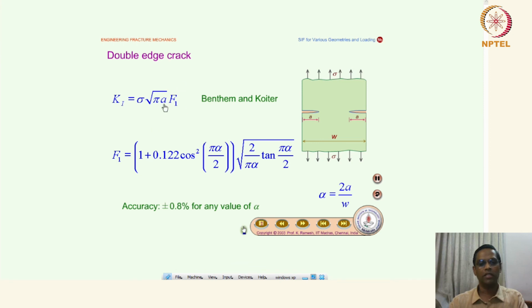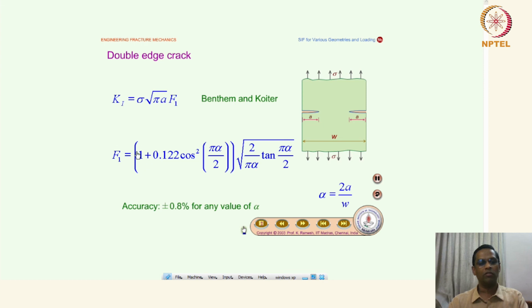You see that for all the expressions, this remains the same. That is the beauty of this analysis. The basic equation given by Arvind is intact, and then people keep modifying this function, which is basically the a by W, how the a by W is going to get influenced by these multiple cracks. Okay, so that is what is given here.